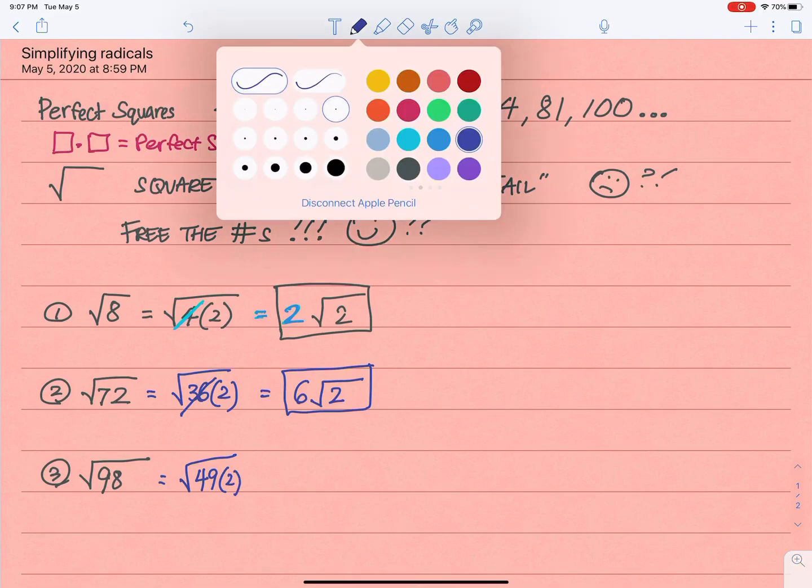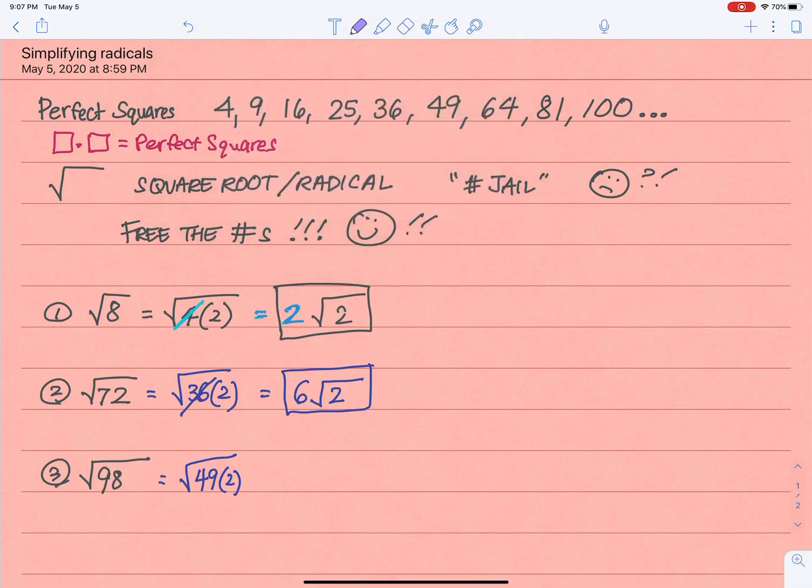And so once again, 49 is a perfect square. What's the square root of 49? 7. Sorry, that's blinding. Okay, so once again, the square root of 49 is 7, so 7 comes out. Can I free this 2? Nope, so 2 stays inside. It just so happens that in all of these examples, square root of 2 was the final part of the answer, but it's okay. It's not always going to be the case.